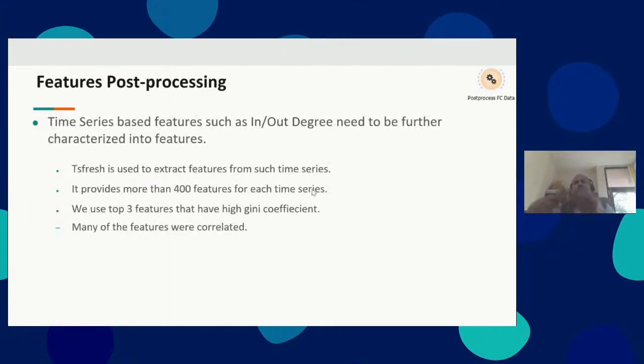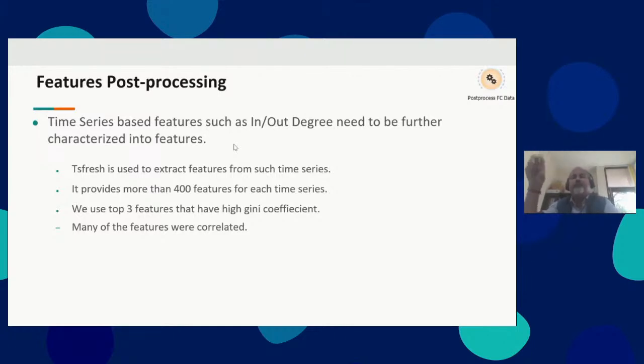Now, I also said that certain aspects of these accounts we plot as a temporal graph. That is, at every timestamp we see how many times they interact, or how much money they interact with, etc. But we cannot use the time series graph as it is in machine learning. So what we do is use TSFresh to extract features, and TSFresh extracted a huge number of features for each time series. These features characterize the time series. Then we use the top 3 features with the high Gini coefficient. That's a way of reducing features.